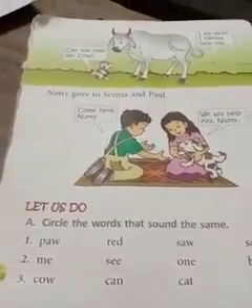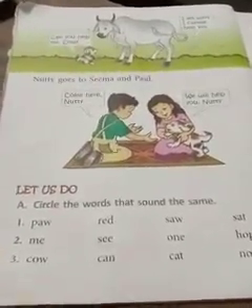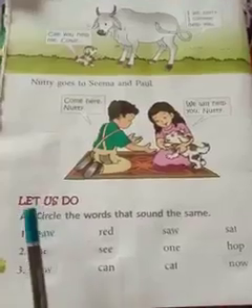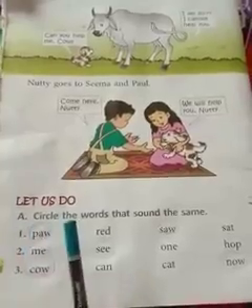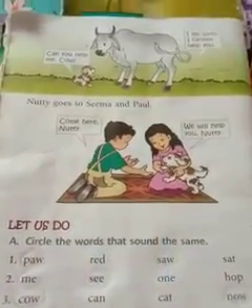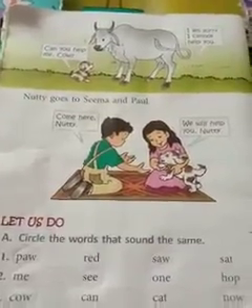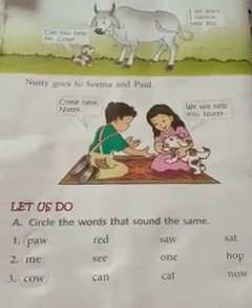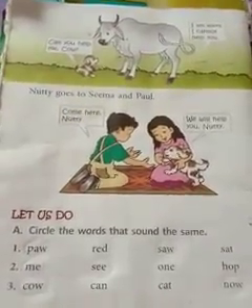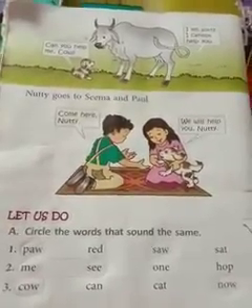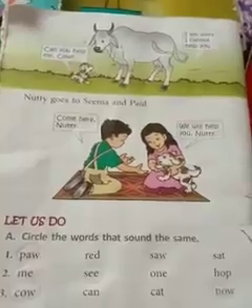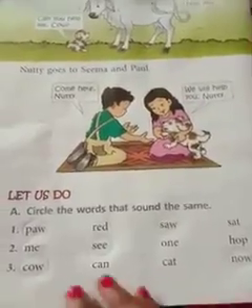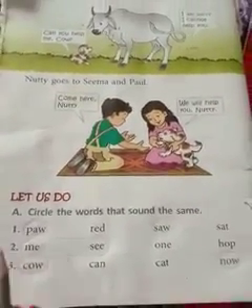Okay, children, now we will do our book exercise. Okay, I hope all of you have your pencil and eraser with you. Let us do. Number A. Circle the words that sound the same. You have to circle the words that sound the same. In your first evolution, you have learned about the rhyming words. Isn't it, children? Yes. The last two alphabets of any word that have the same ending sound. And if the words sound different, they are not rhyming words. Isn't it? Yes.